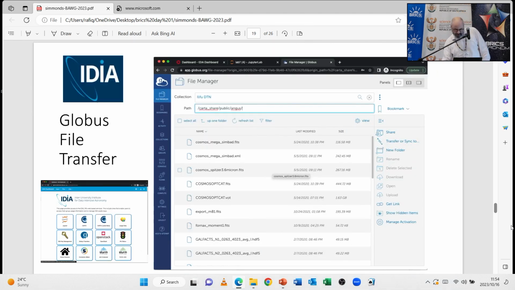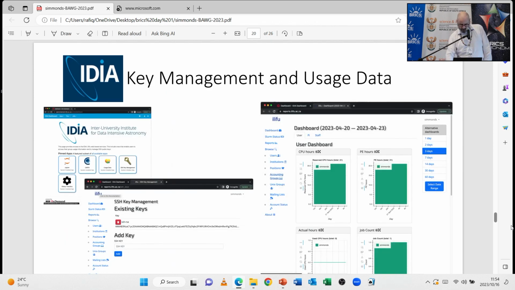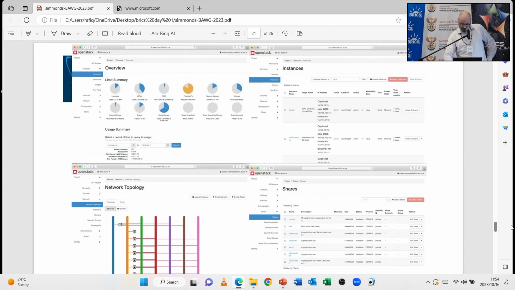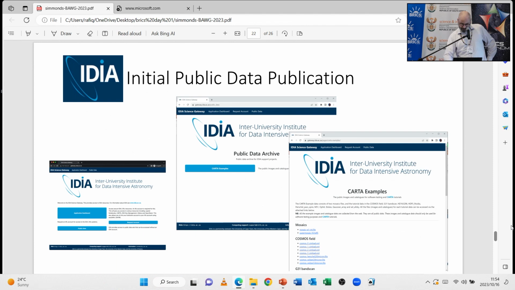So yeah, it's the Globus file transfer. Again, just click on it. It's not quite as smooth as some of our tools. Key management page for uploading SSH keys, and then the dashboard. And then we have an initial public data publication pages, but we're going to improve these somewhat. We're not really into the creation of data, so we're probably not going to take that too far. We really want to have other people doing that.